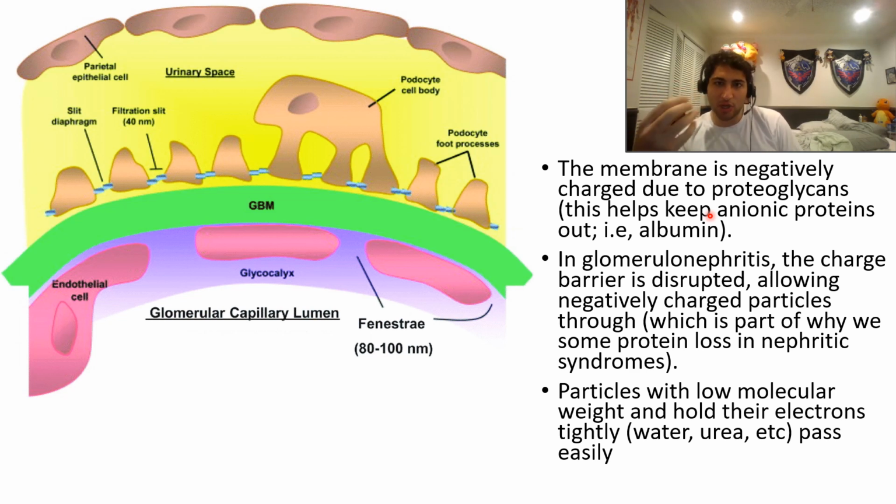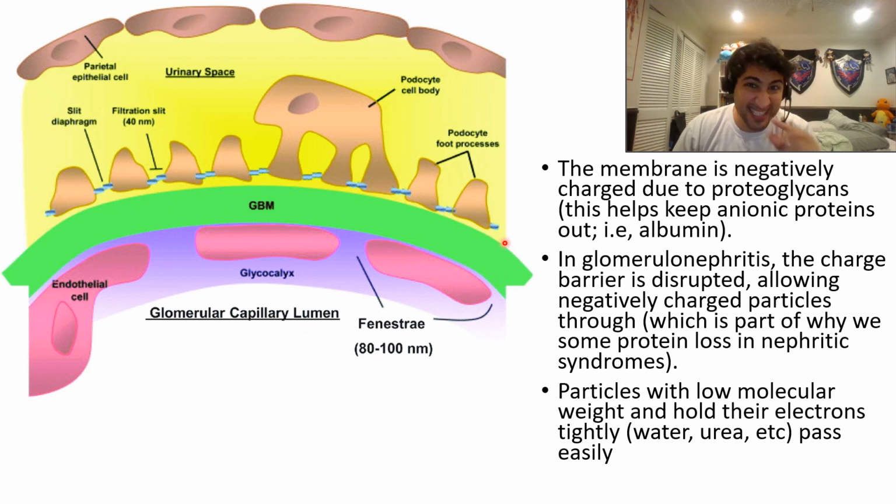negatively charged, and that keeps anionic proteins out. Remember, albumin is negatively charged. That's why calcium is carried on albumin, and why when you have low albumin, you have to correct for the serum calcium, because low albumin by default leads to lower calcium, because calcium is positive and albumin is negative. Because albumin is negative, it can't cross the membrane. Why? Because the glomerular basement membrane is negatively charged.